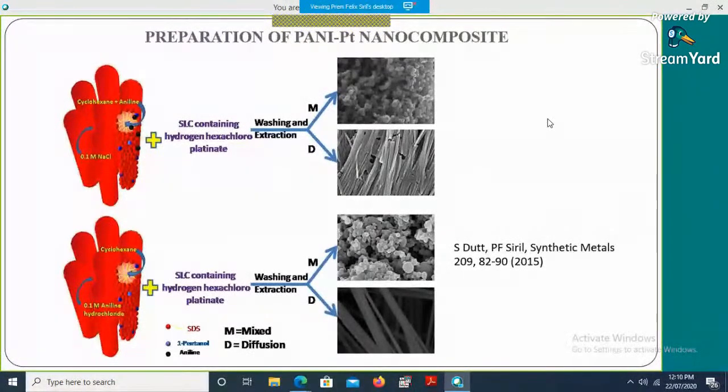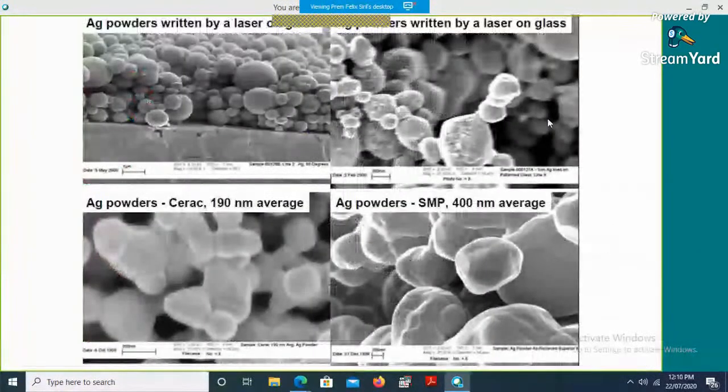Here, similarly, say this is silver powder deposited on a glass substrate. You can see a three-dimensional image, including the glass substrate. You can see the spherical particles deposited on the glass substrate. You can do imaging like this.